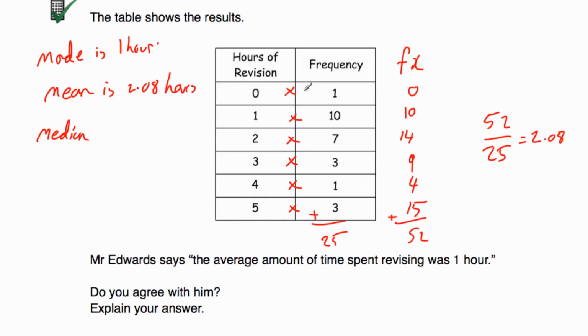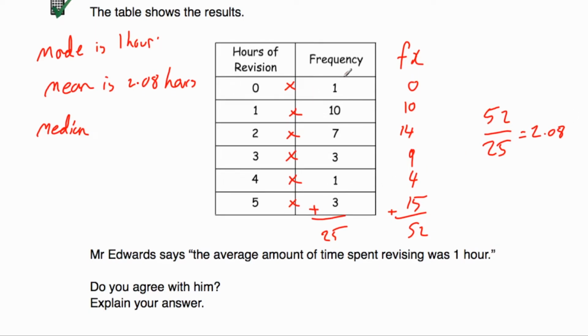So the median. To find the median, it's the middle number. We could do this in two different ways here. One student said 0 hours. There's 10 students that said 1 hour, so we could write 1 ten times. 7 students said 2 hours, so we could write 2 seven times. 3 students said 3 hours, so 3, 3, 3. 1 student said 4 hours, and 3 students said 5 hours, so 5, 5, and 5.